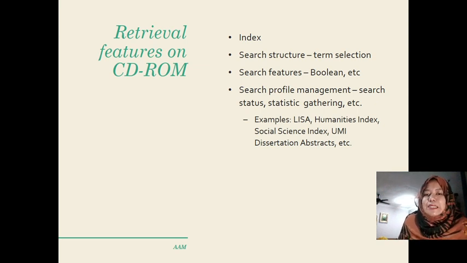And the search profile management, which is search status, statistic gathering, and so on, such as LISA, library information. I'm not very sure what LISA stands for, but it's for library, right? You can find out later on. And then humanities index, social science index, UMI, dissertation abstract, and so on.